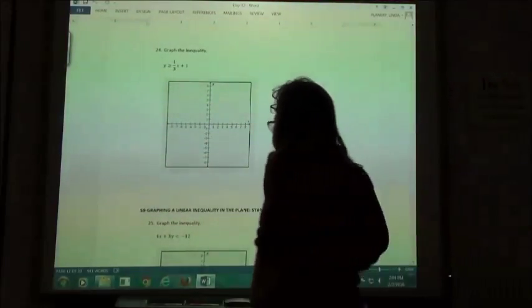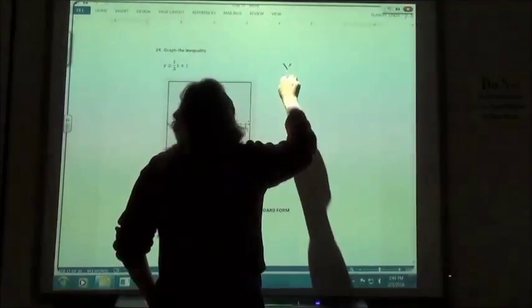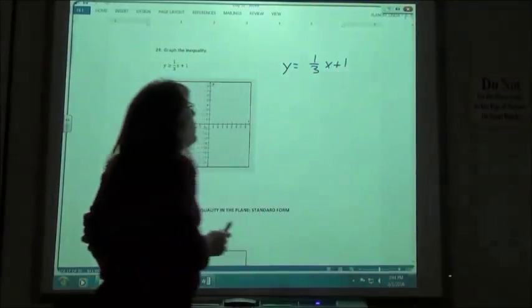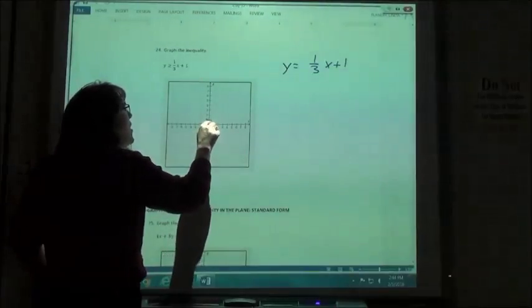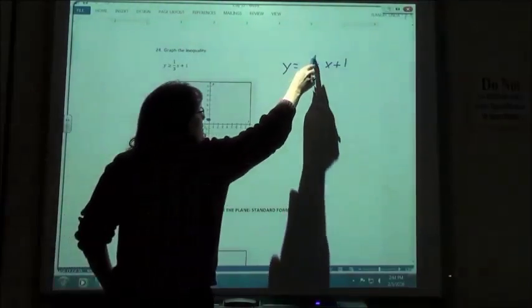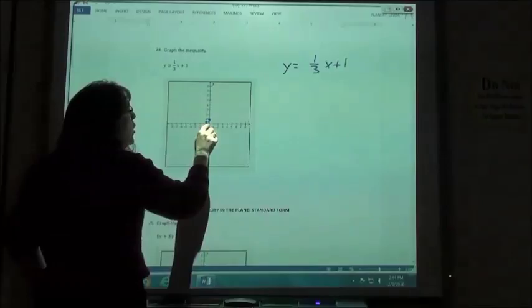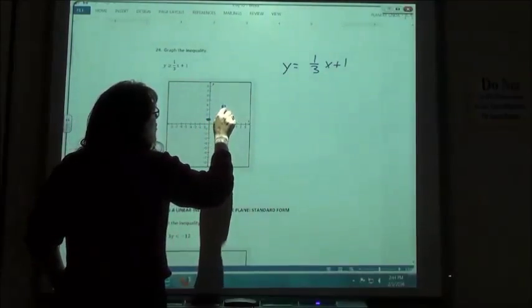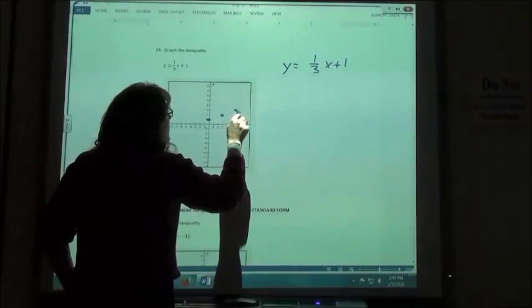Then, I'm going to pretend that says y equals 1/3 x plus 1. My y-intercept is positive 1. My slope is positive 1/3, so I'm going to go up 1 and over 1, 2, 3 to the right.